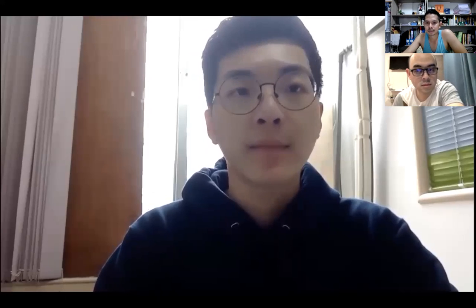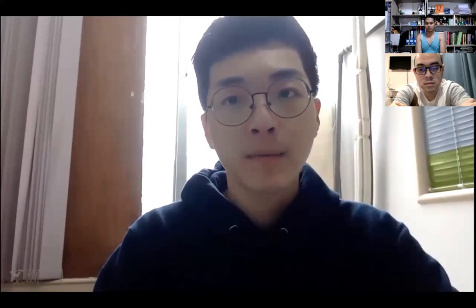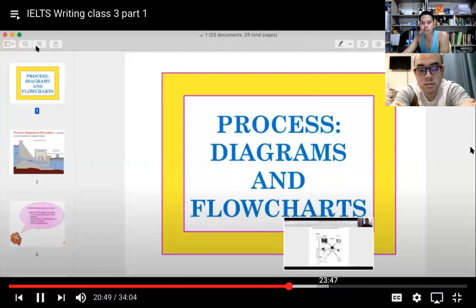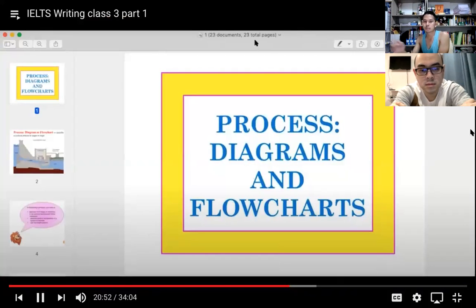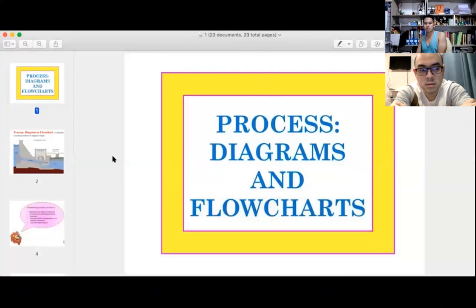So we are going to see the process diagram now. Now next lesson, next part, okay? Here we go. Oops. What happened? Wait a minute. So now we are going to take a look at the process diagrams and flow charts. So for this part, you will see the process diagrams and flow charts. Let's take a quick look.